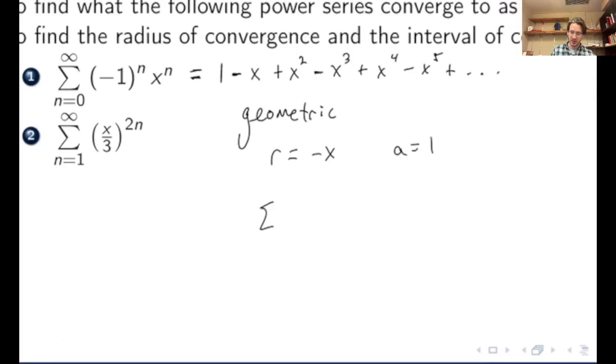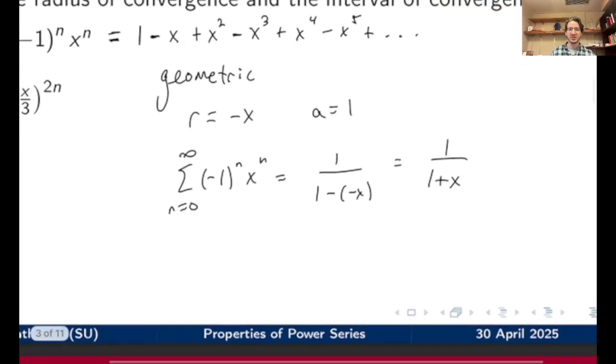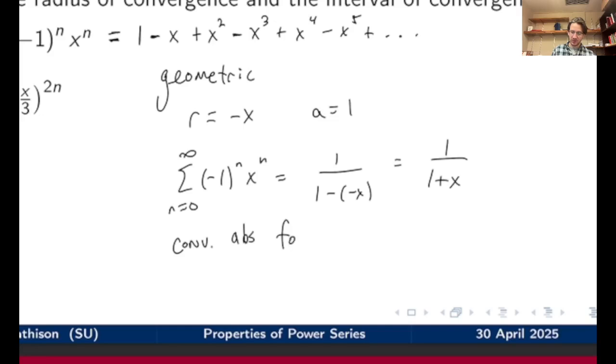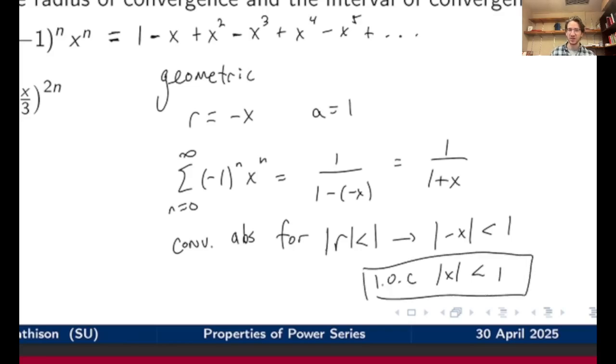And so the sum n equals 0 to infinity of minus 1 to the n, x to the n, is equal to a over 1 minus r, 1 over 1 minus negative x, which gives me 1 over 1 plus x. And this will converge absolutely for absolute value of r less than 1, but that means absolute value of negative x less than 1, which means absolute value of x strictly less than 1. Now, with geometric series, you do not need to check the endpoints. This is the interval of convergence, and the radius of convergence is therefore 1.